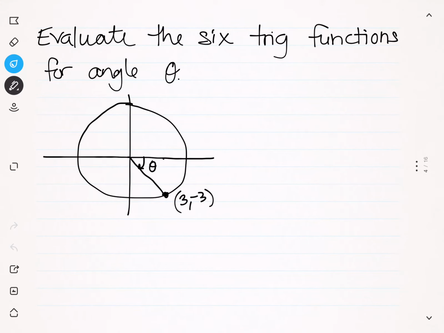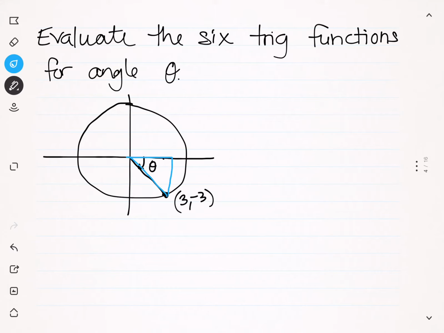We are going to evaluate the 6 trigonometric functions for angle theta. Theta is located in quadrant 4, and the point on the terminal side of that angle theta, which is intersecting the arc of this circle, is (3, -3). So what we're going to do is, like we did last time, draw a triangle.